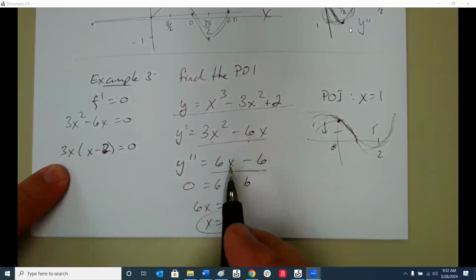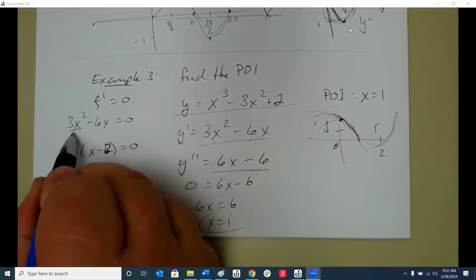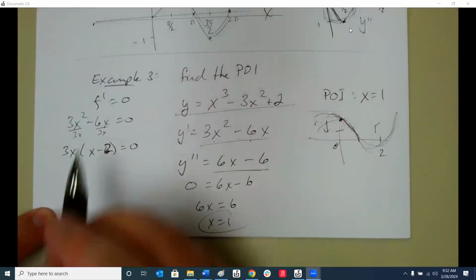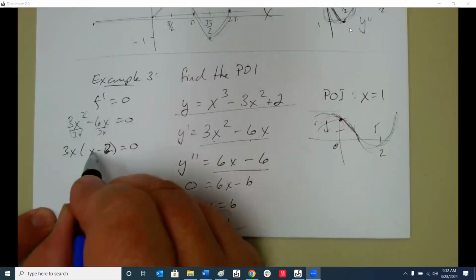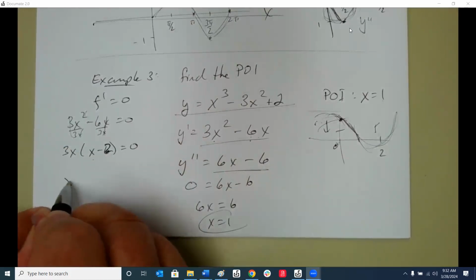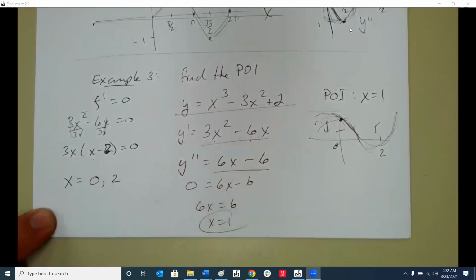They both have a 3 in common. They both have an x. So since I took out a 3x, I divide by 3x to see what goes inside the parentheses. The 3's cancel, and one of the x's. So the maximum and minimum points occur at 0 and 2.